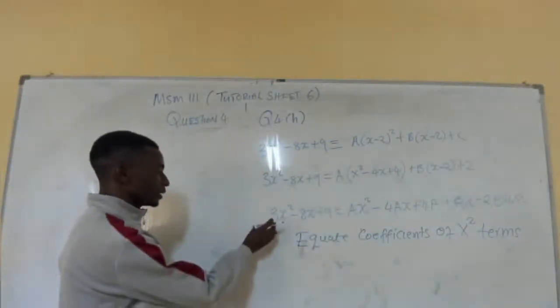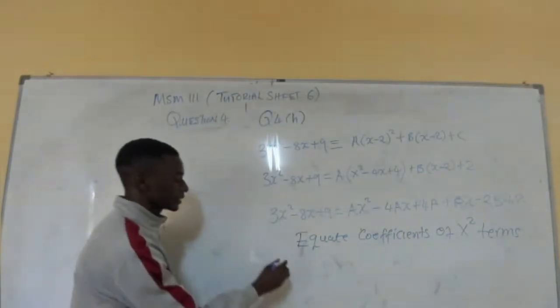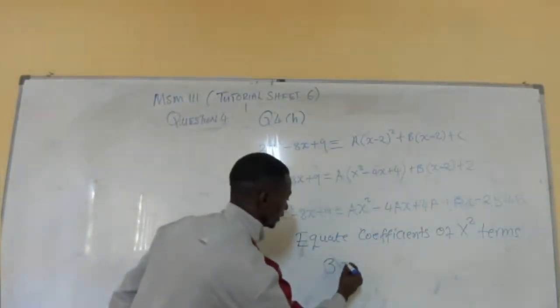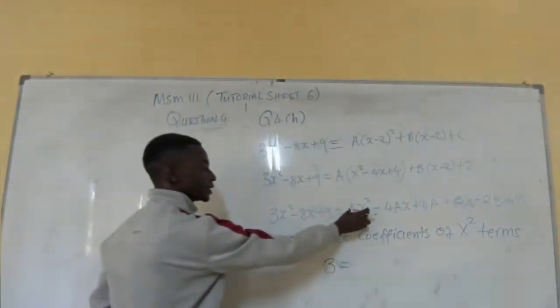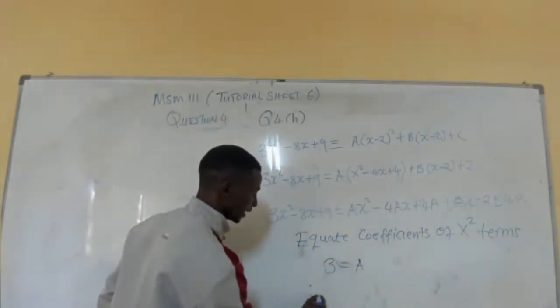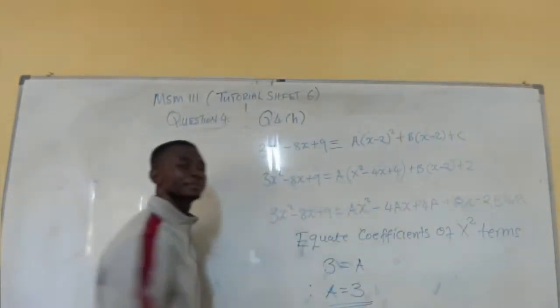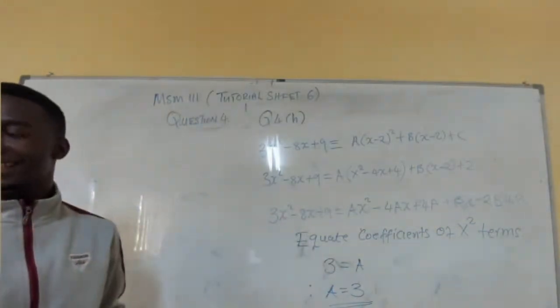So if you equate, what is the coefficient of x squared? Here it is 3. So you say 3 equal to, what is the coefficient of x squared on the other side? It is A. Therefore, your A is equal to 3. As simple as that.